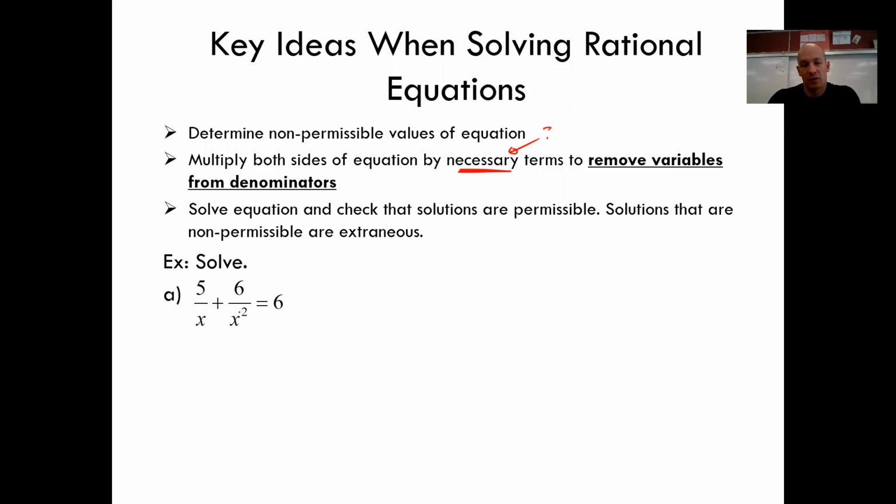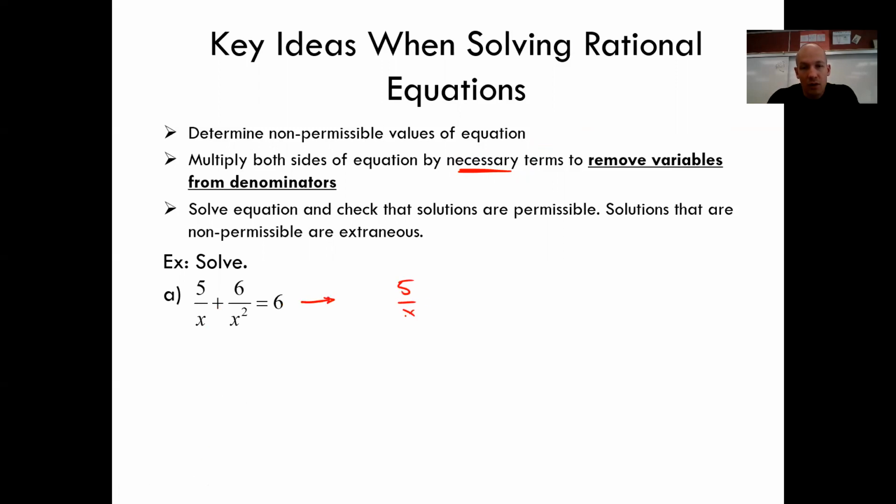You've got 5 over x plus 6 over x squared equals 6. So my big summary of today is, see these guys? That is bad. You do not like your variables in the denominator. So how do we get them out of there? We have to follow the rules of math, so we can't just get them out. We have to multiply both sides by something. So this is that idea of what's necessary.